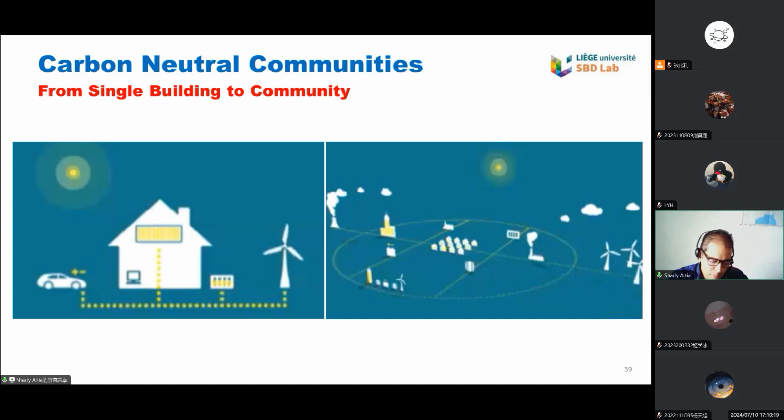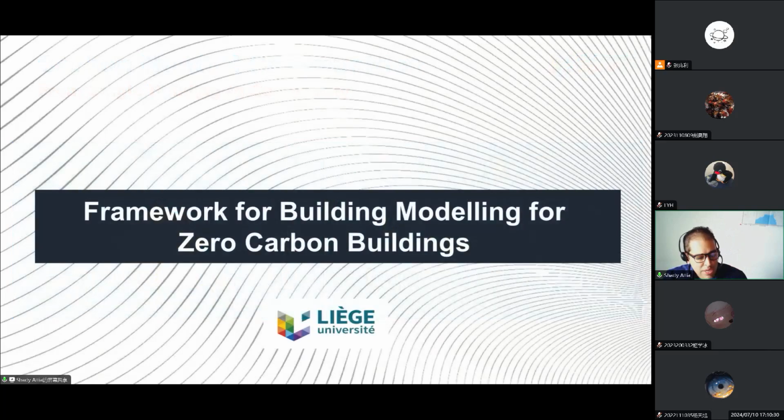This transition will happen in China sooner or later. It's already happening in Europe slowly, but it will also be very important for lifestyle in general. Now, allow me to move to the last part of today's presentation. We have 15 minutes left. And in these 15 minutes, I want to share with you the modeling framework that we are using in the lab to model zero carbon buildings in general.